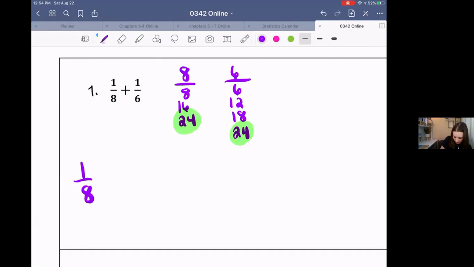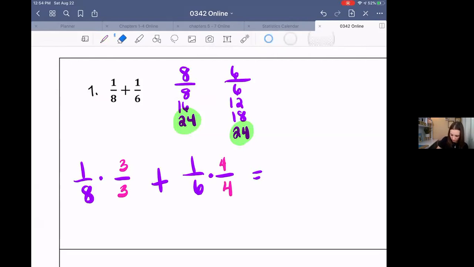Then, whoops, I spoiled it. I need to multiply 1/8 by something, and I need to multiply 1/6 by something to make them be the same. And my goal is to make it look like 24. So 8 times something is 24. We know that it's 3. 6 times something is 24. We know that it's 4. So I'm going to multiply those.